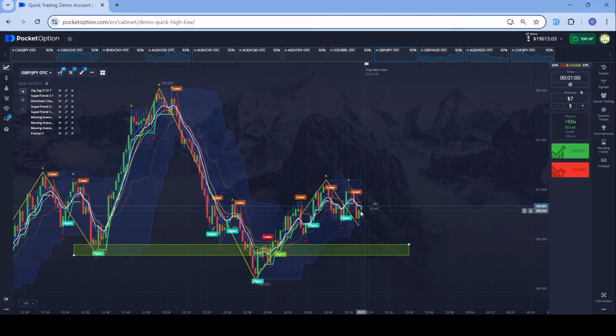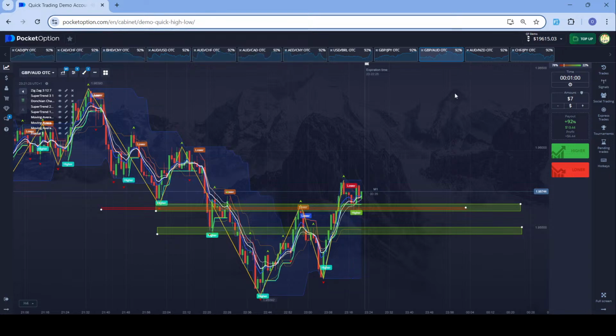I missed this trade. I would have taken a buy trade over here. But let's head over to another currency pair.